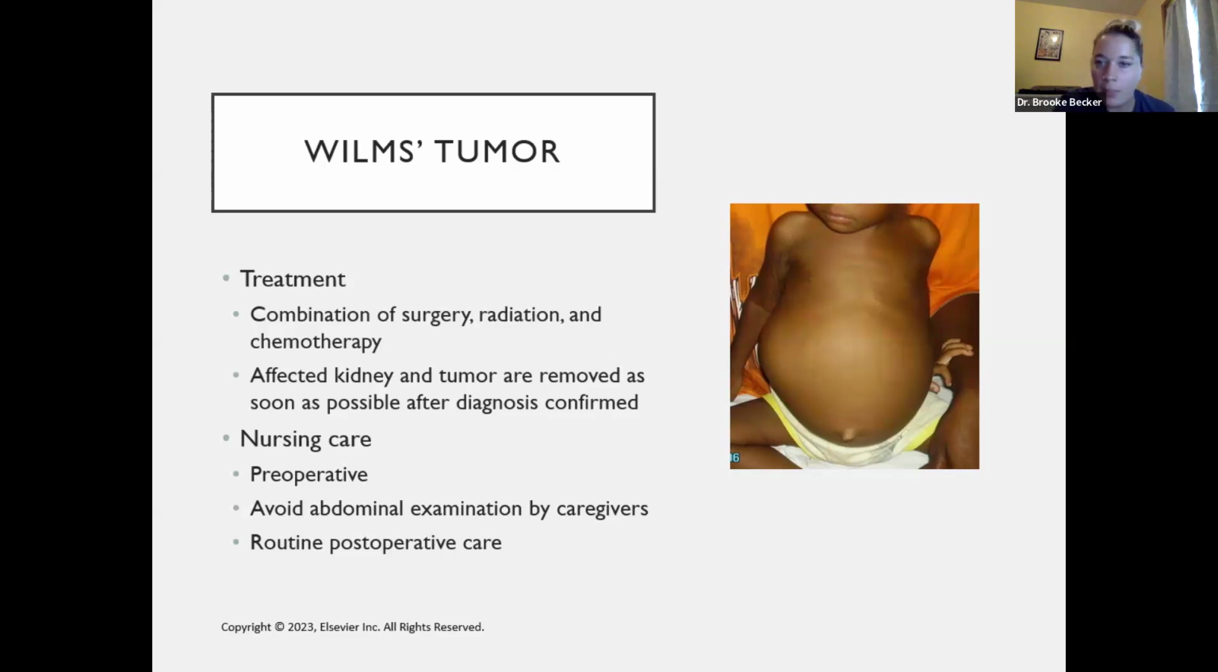Your nursing care, obviously preoperatively, is making sure that their vitals and things are stable, they're not having fevers, things like that. And then post-operatively, you're going to do routine post-op care like you would do on any patient, so frequent vitals, frequent assessments, things like that. And then still no abdominal exams. Like I said, even after surgery, once we knew that they had Wilms tumor, I don't think I ever touched one of their bellies again after that as a nurse. Okay.